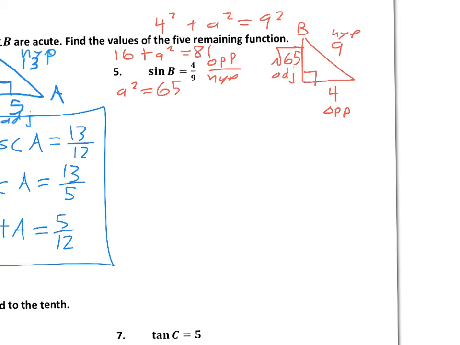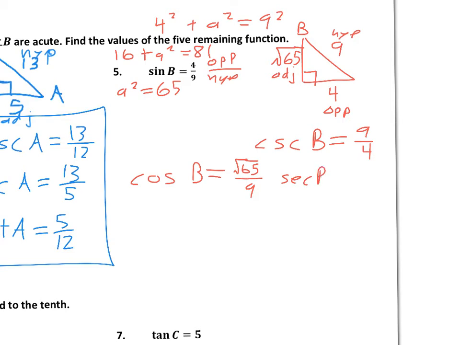Alright, sine B was given. So the reciprocal of that one is cosecant B, which is 9 over 4. Cosine B is adjacent over the hypotenuse. So then secant of B, I have to flip that. And I have to rationalize. So I'm not allowed to have radical 65 on the bottom. So I multiply the top by radical 65. And I multiply the bottom by radical 65.